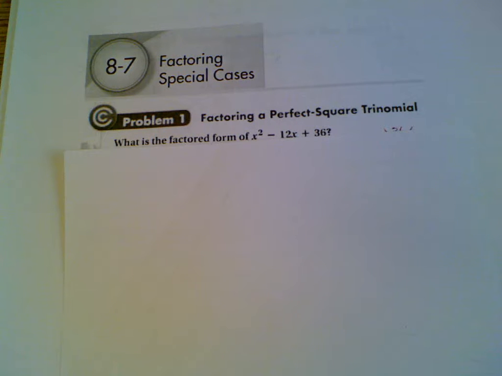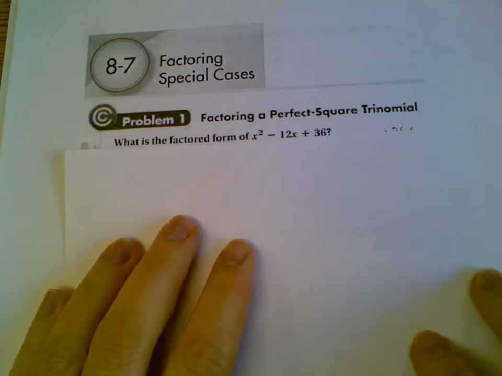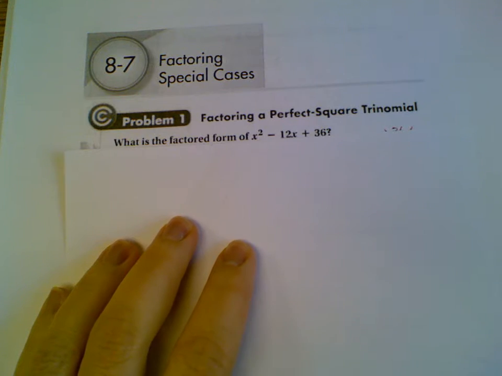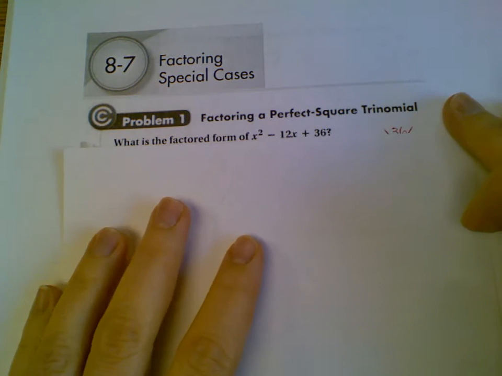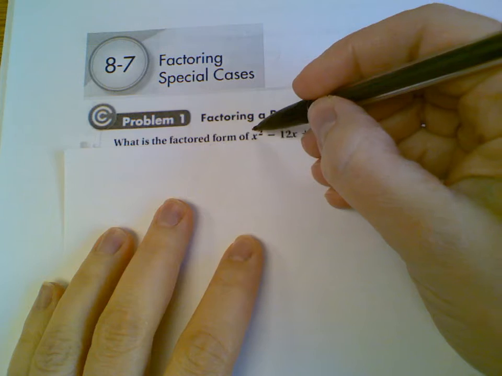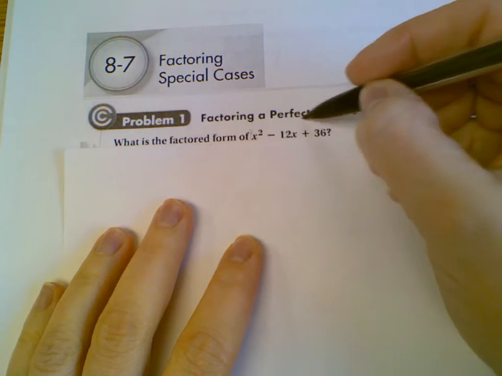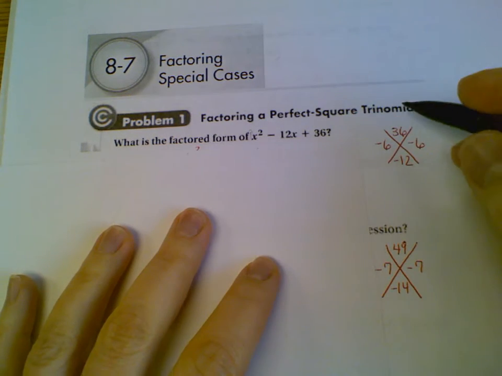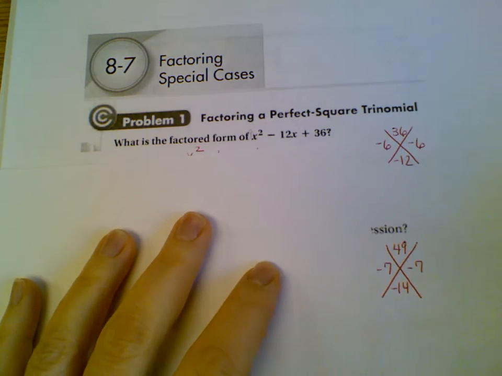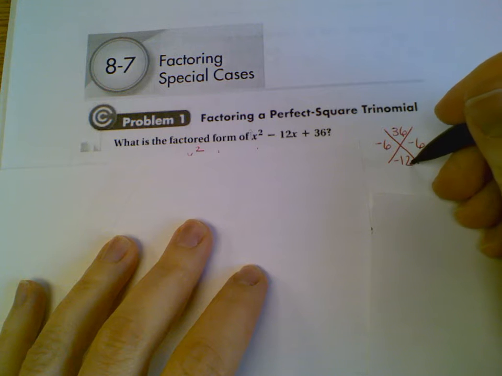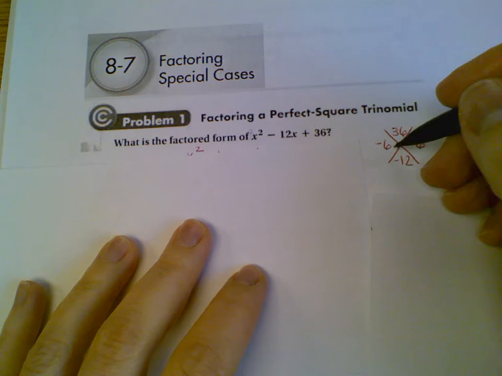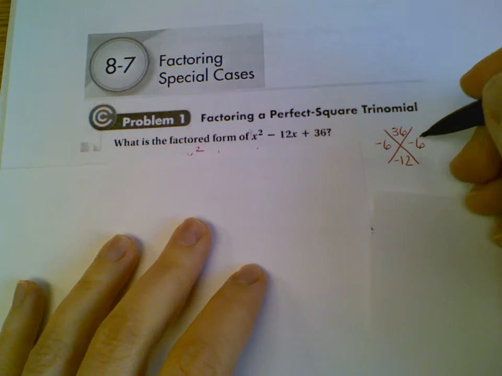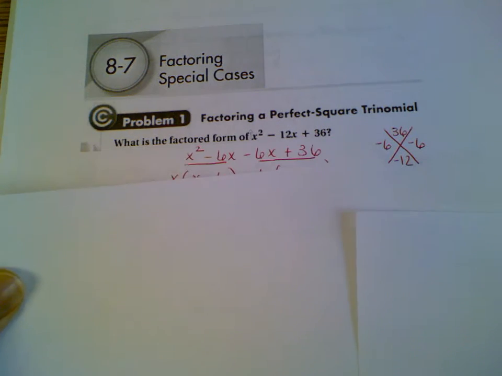Section 8.7 is still factoring, but they're called factoring special cases. The reason they're called special cases is because they all have kind of the same answer, the way they look. So we're still going to do the same process. We're going to take this number out in front and slide it over and do our x. So I got 36 over here, and then I need them to add or subtract to negative 12. That means I'm going to find factors of 36, and I get negative 6 and negative 6.